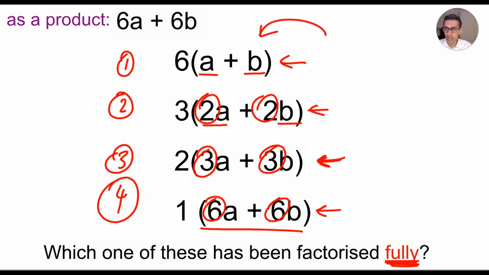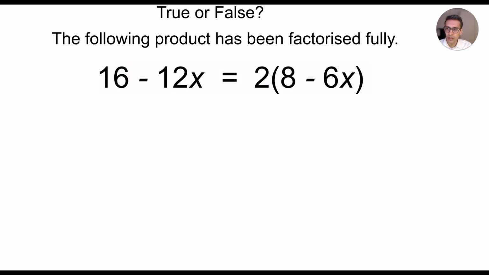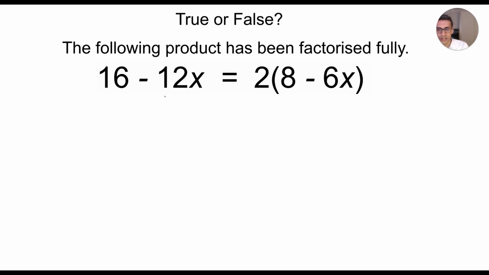And so we need to be careful how we factorize when we're given brackets like this. Now, decide whether this has been fully factorized. True or false. So we can see from here that 8 and -6, we can still take a factor of 2 out from here. So this has not been fully factorized.